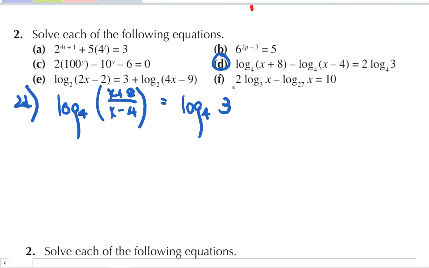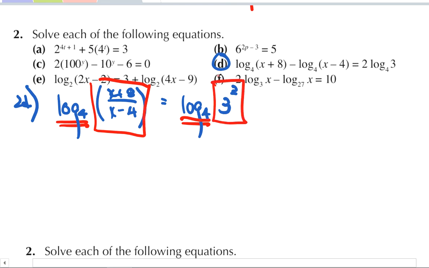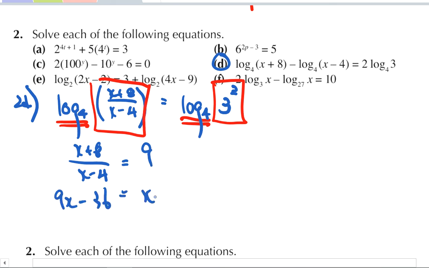Okay, everyone take note. Observe this one and this one, they have the same base, and there's only one term inside. So in other words, since the logs are the same on both sides, I just have to compare the main term. So x plus 8 over x minus 4 will give us 3 to the power of 2, which is 9. So just have to solve. And then you press a calculator, you should get 5.5.